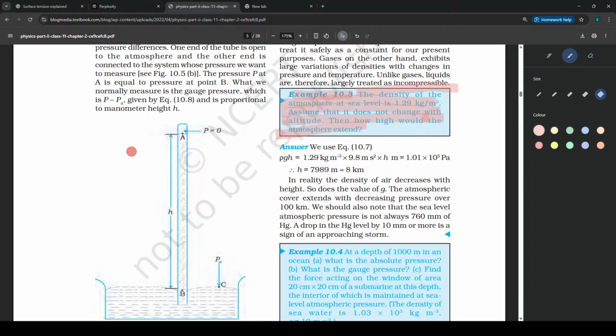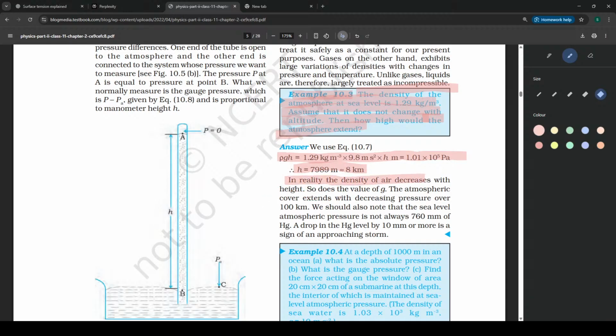So the g value we know, the pressure value we know. They gave the density value, that is rho. So the only thing left out is h. We can find it by substituting the values in the formula rho gh, and we will get h, which is approximately equal to 8 kilometers.